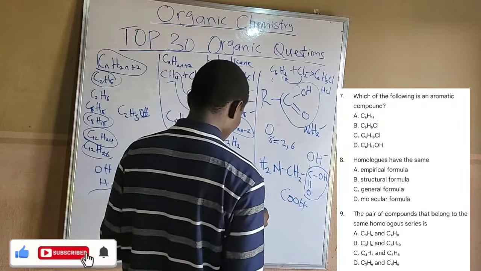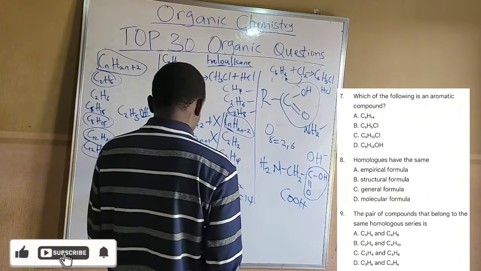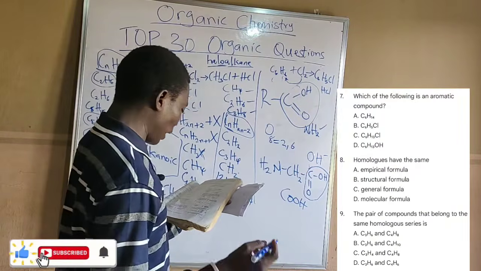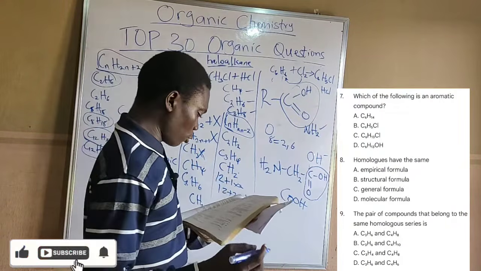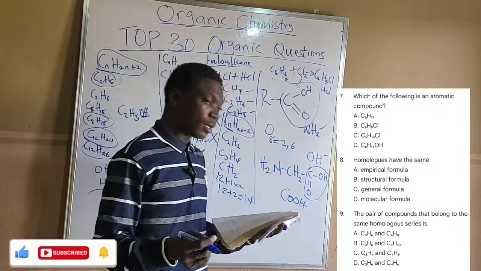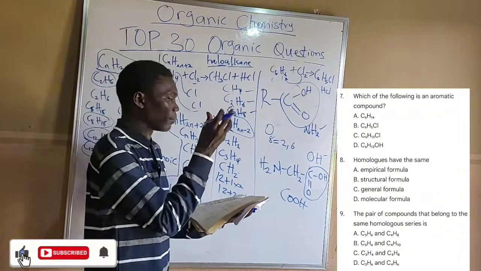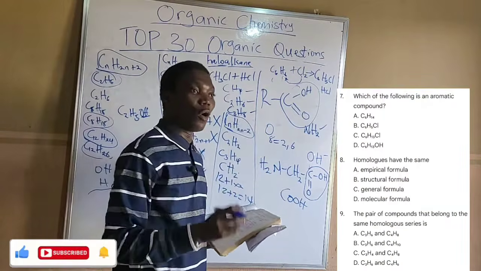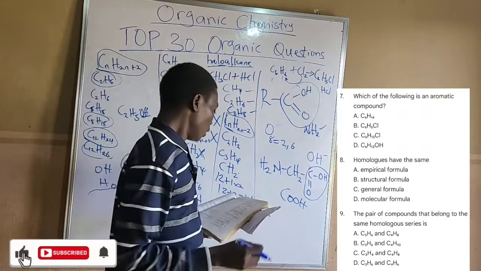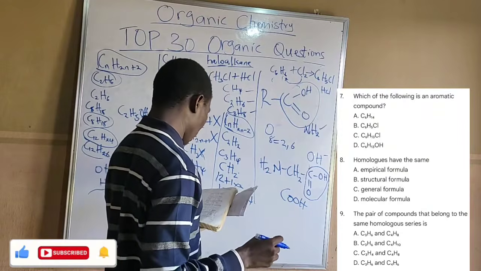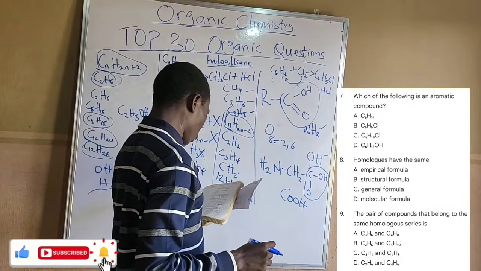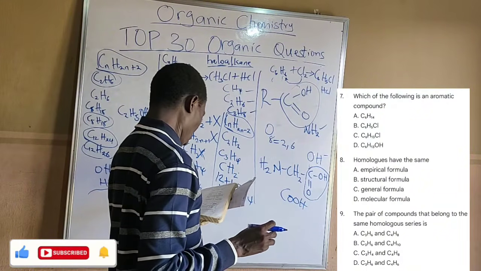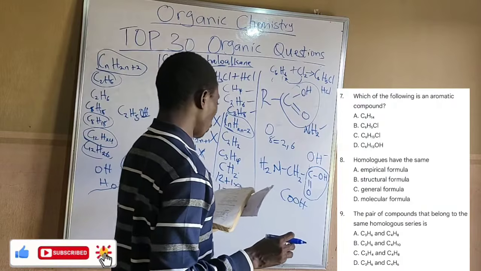Okay, let's look at another question. Looking at this question now, we have: the pair of compounds that belong to the same homologous series is... They are telling you which of these pairs belong to the same homologous series, maybe alkane or alkene or alkyne. So you don't need to start wasting your time there. Let me go straight to the correct one. Option A is the correct one.